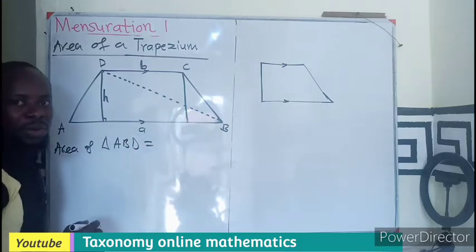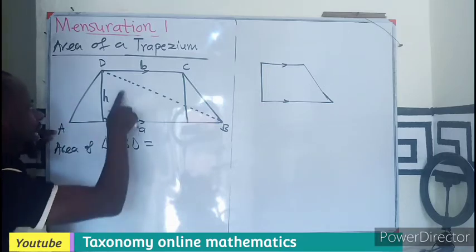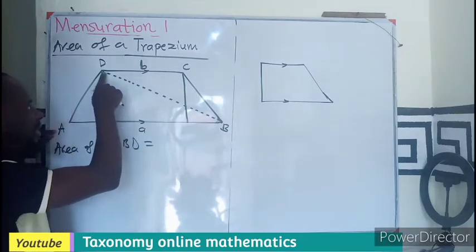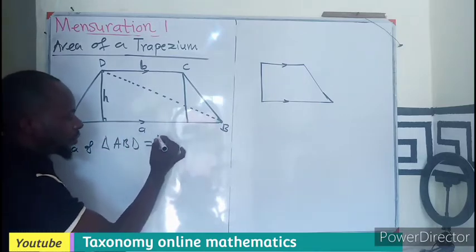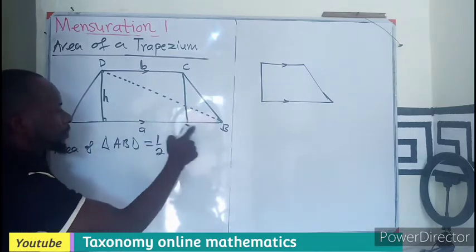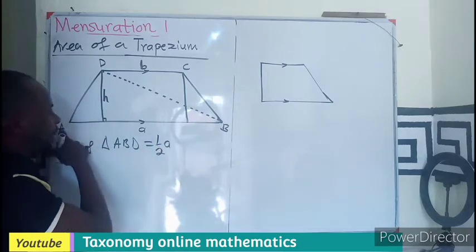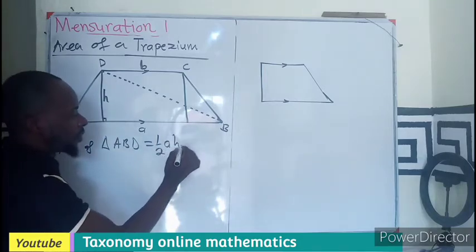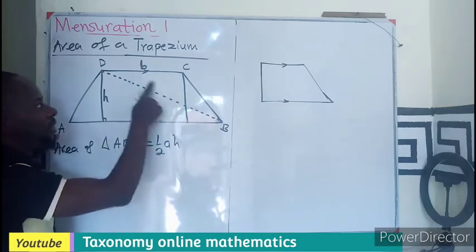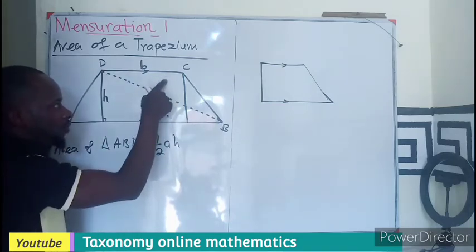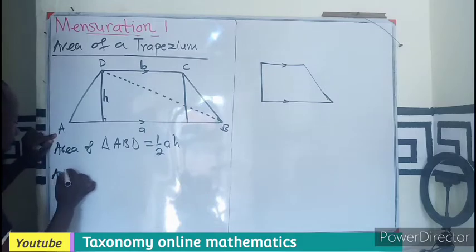ABD, where we are taking this part, this is the perpendicular height, this is the base. We have half times the base times what? The height. So we have this as our area of triangle ABD. Now let's try that of the second one.